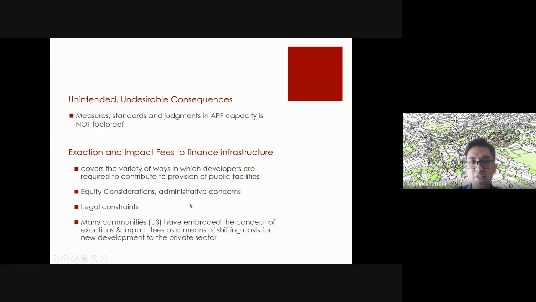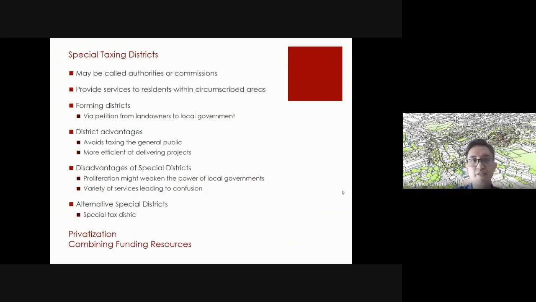So exaction and impact fees to finance infrastructure, these are the funding, need to cover a variety of ways in which developers are required to contribute. So no one can create loopholes in the system so that they won't pay. There also need to be equity considerations, legal constraints, and specifically for the US, many communities have embraced the concept of exactions and impact fees as a means of shifting costs for new development to the private sector. So removing the burden from the public sector or the local communities, making sure that the larger companies that can afford it are the ones who pay for it.